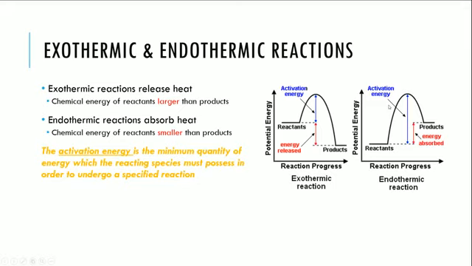And the activation energy, by definition, is the minimum quantity of energy which the reacting species must possess in order to undergo a specified reaction. So I wouldn't overcomplicate things, but the activation energy is basically the amount of energy that is required to start off the reaction. And so they often give you a blank energy profile diagram like this, and you are meant to label or draw arrows to show what or how much the activation energy is. So you should really study these two graphs and know them inside out.